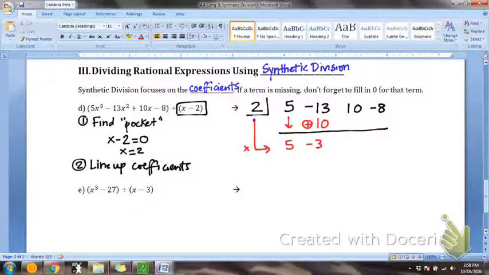Then I go back to my pocket. 2 times negative 3 is what? That's going to go underneath the 10 here. Add these together. Gives you 4. Then I go back again to the pocket. 2 times 4 is 8. If I add those together, I get 0. These become my new coefficients for my variables.